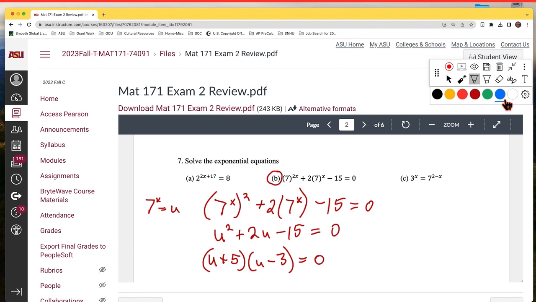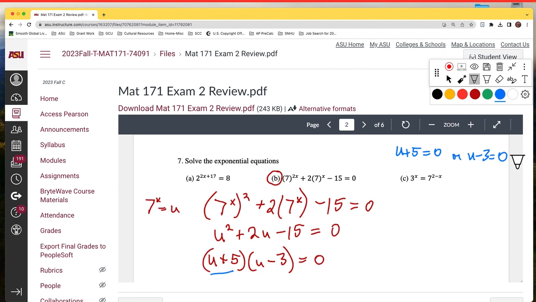So when two things multiply to give us 0, then one of them has to be 0, right? That's the only way to multiply and get equal to 0. One has to be 0. So we know that either u plus 5 equals 0, so we'll do that up here, or u minus 3 equals 0.